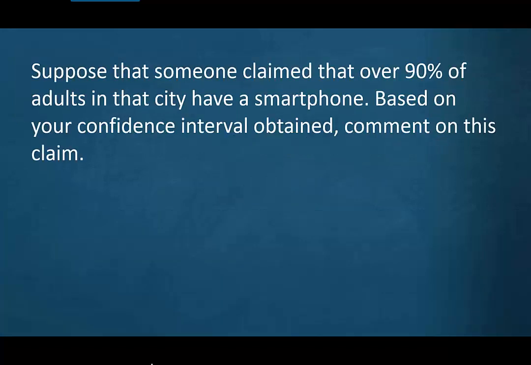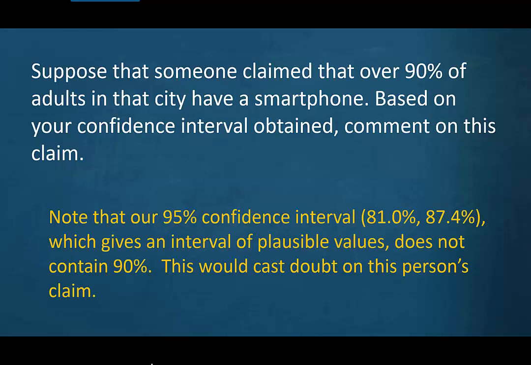Suppose that someone claimed that over 90% of adults in that city have a smartphone. So based on your confidence interval obtained in Part A, let's comment on this claim. Pause the video here if you haven't done that and see if you can think about that. Okay, welcome back. So let's note that our 95% confidence interval, the 81 to 87.4%, gives an interval of plausible values, right? It does not contain the 90%. So this actually would cast doubt on this person's claim. Later on, you will learn how to use a statistical test to determine this as well. So this is one angle to look at it, using confidence intervals to test claims.